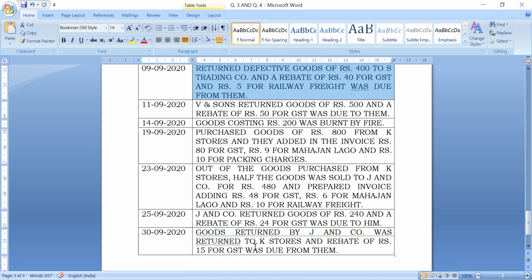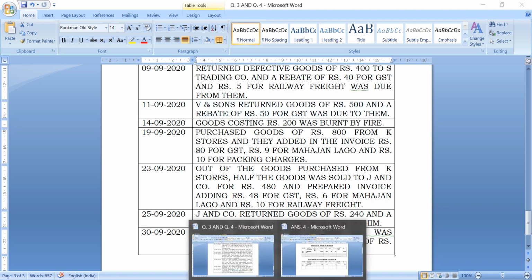Next, 11. Read it. V and Sons returned goods of 500. Okay. V and Sons returned goods of 500.